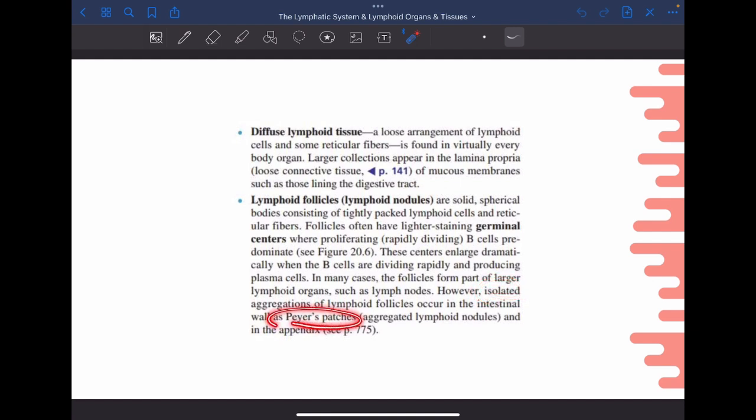And this is like in the case of the Peyer's patch, which is the mucosa-associated lymphoid tissue. We have Peyer's patches, which are present in the small intestine, and also we have them in the appendix, which is in the large intestine. Again, the idea is that these lymphoid follicles can be present as part of a larger lymphoid organ, or they can be present as aggregations, isolated and considered their own structures.